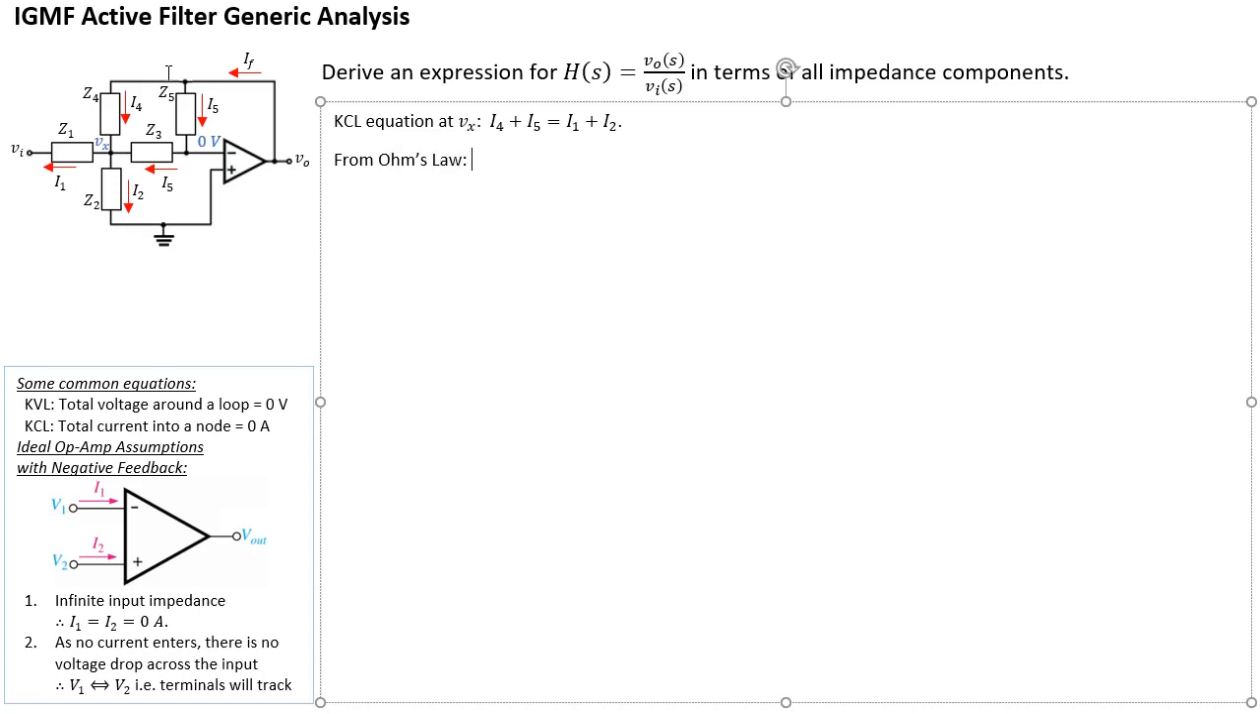So we're going to write basically an equation for each one of these: I4, I5, I1, and I2. Let's start with I1. What is I1 equal to? If you look at I1, it is this current here. So obviously it's going to be Vx minus Vi divided by Z1, right? That's just Ohm's law. So Vx minus Vi all divided by Z1. All right, so that's our first equation.